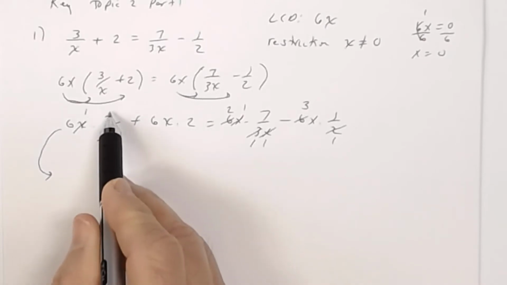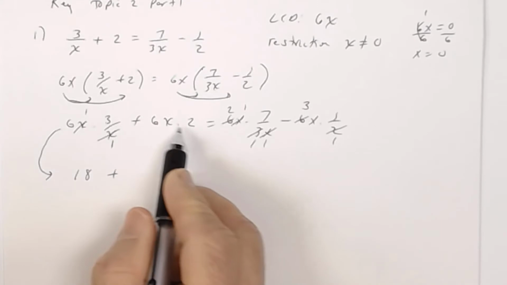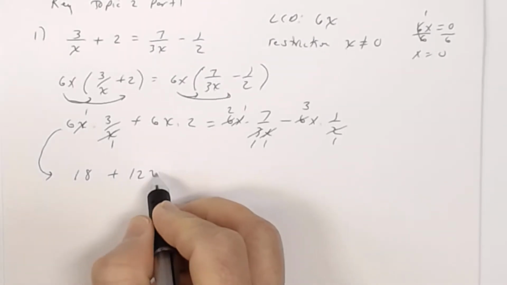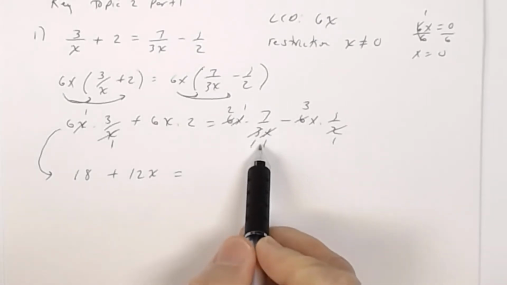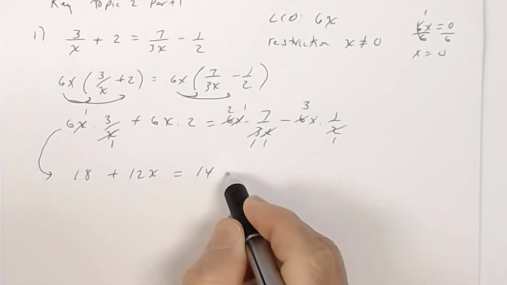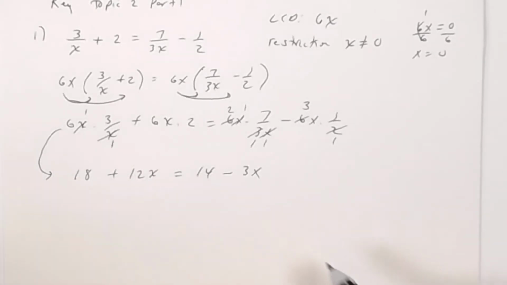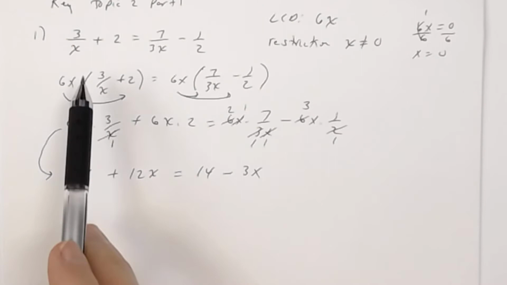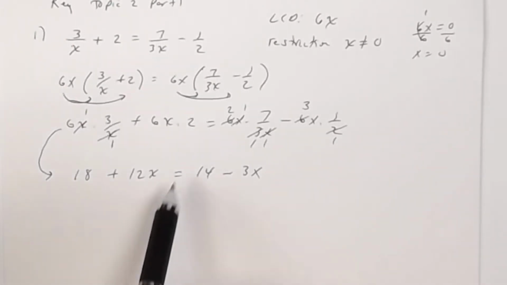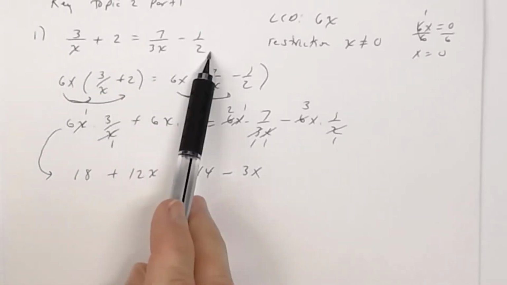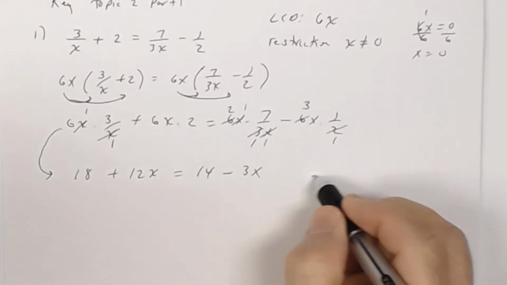6 times 1 times 3 is 18, plus 6x times 2 is 12x, equal 2 times 1 times 7 is 14, minus 3 times x times 1 is 3x. So that's where I'm at. So notice I clear the fractions. I don't have any fractions here. It's a nice linear equation. So I went from a rational equation to a linear equation. And so notice this is now linear.